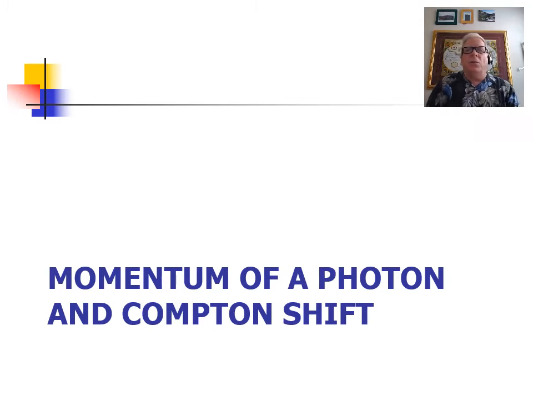In this section, we're going to learn about the momentum of a photon and the Compton shift. Now, you might be wondering, well, how can a photon have momentum? After all, a photon has no mass. And isn't the formula for momentum mass times velocity?